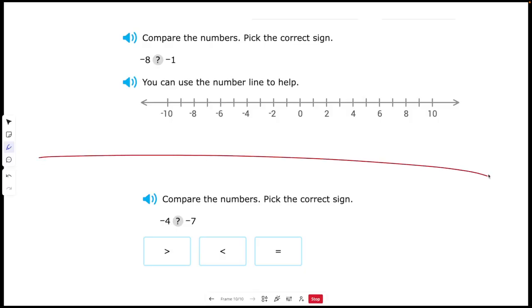Okay, now that you've had a chance to look at these problems, let's take a look. For -8 and -1, you should have said that the -1 is bigger than -8. And for number 2, you should have said that -4 is bigger than -7.